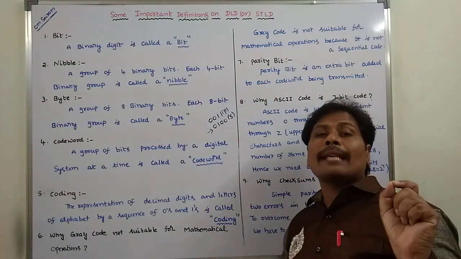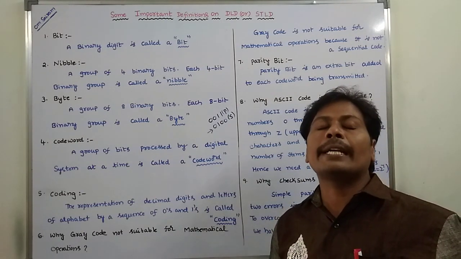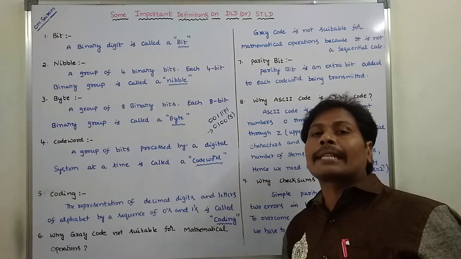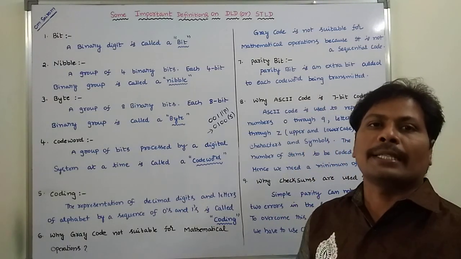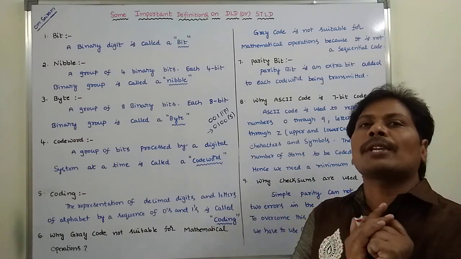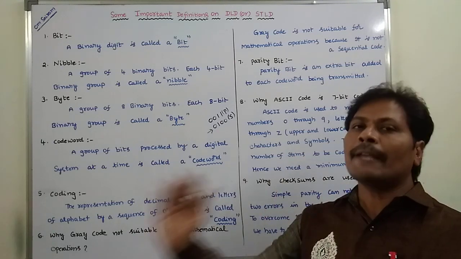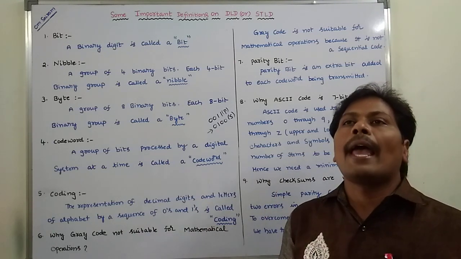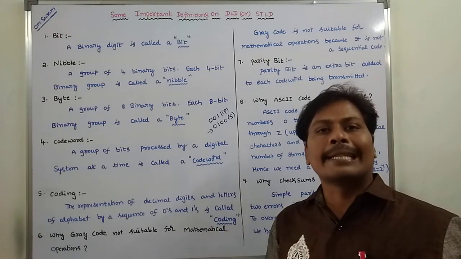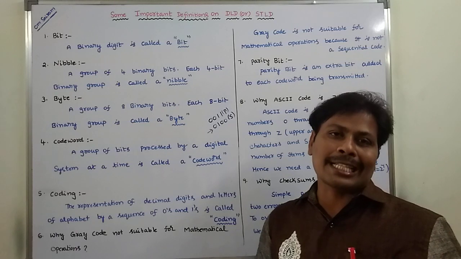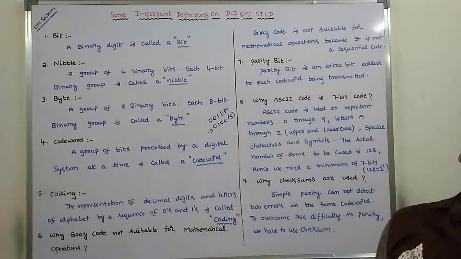Parity bit is an extra bit that can be added to each and every code word during transmission. So that is called a parity bit. During transmission, suppose a message is sent from a sender to the receiver, we have to add an extra bit. That extra bit is also called a redundant bit during transmission. That extra bit is called a parity bit.